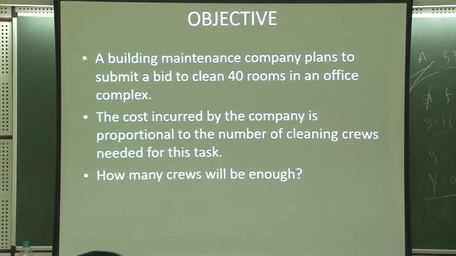To develop the relationship, essentially, how much cost? The cost incurred by the company is proportional to the number of cleaning crews needed for this work. In our previous example it was the number of employees; here it is the number of crew members you need to clean. That makes sense? So the question is, how many crews will be enough? If I know how many crews are required, I should know how much the cost would be.